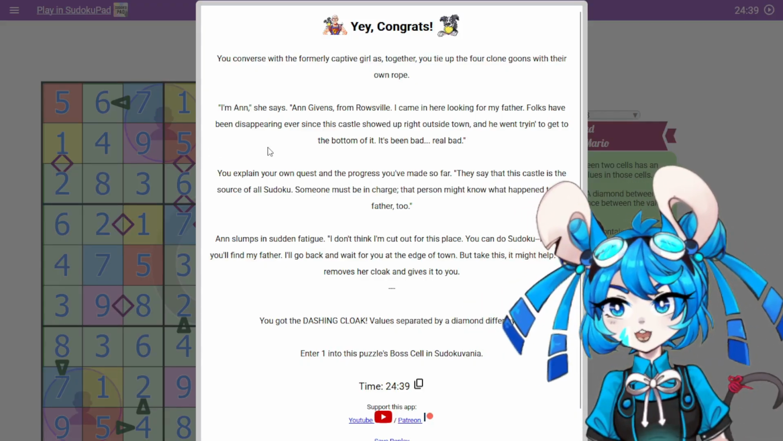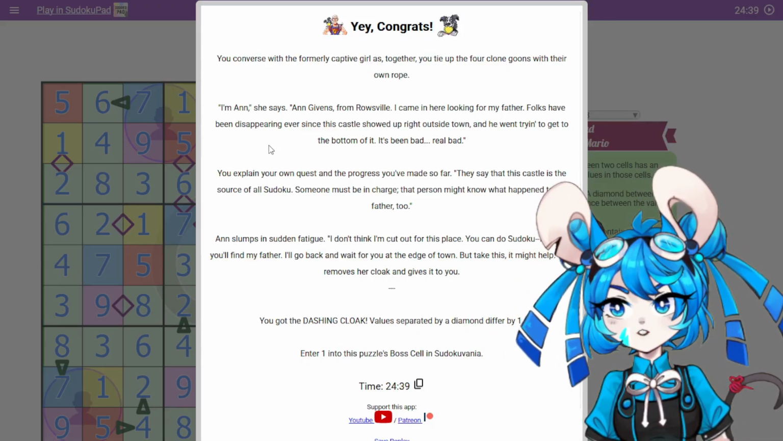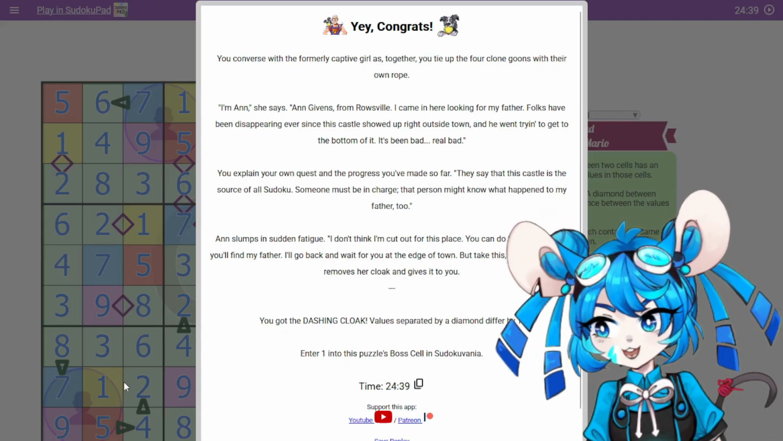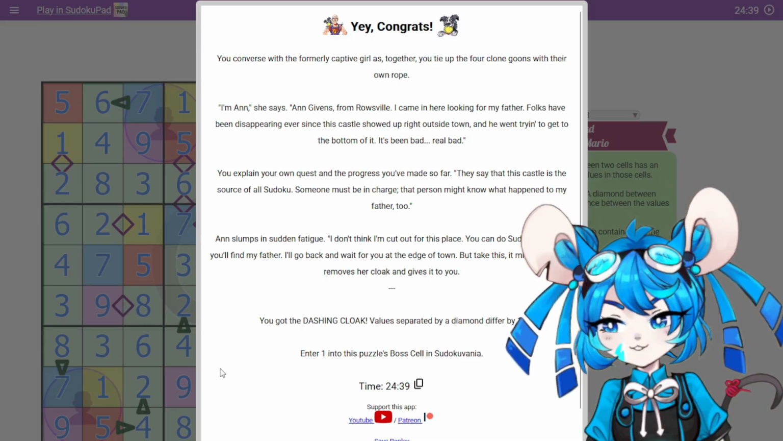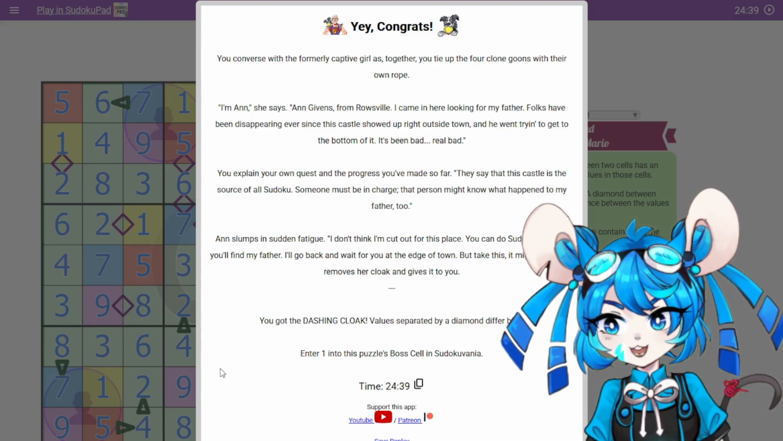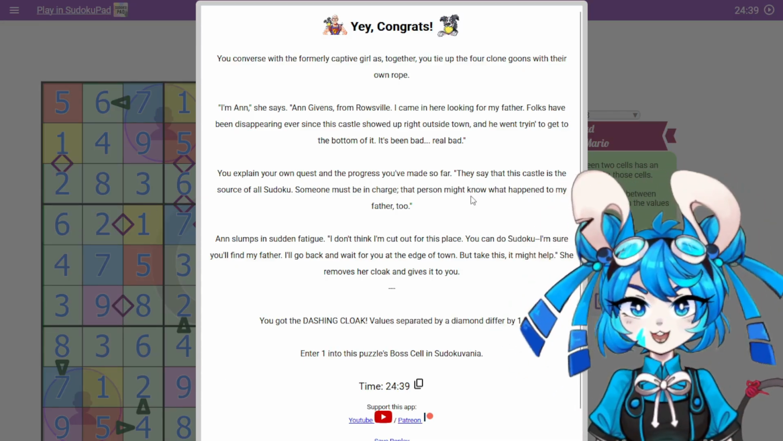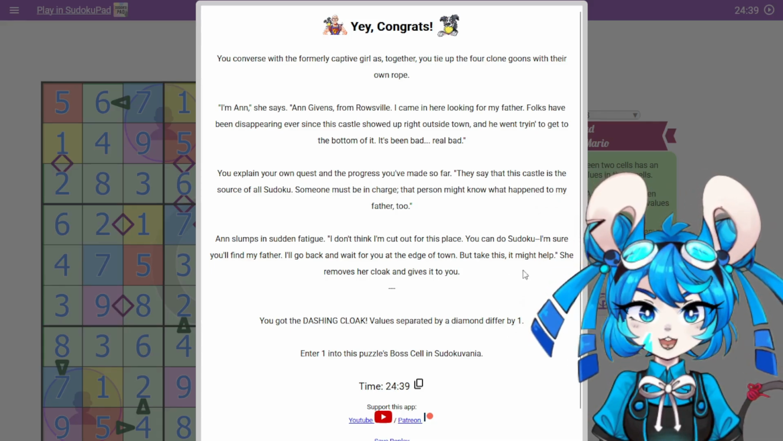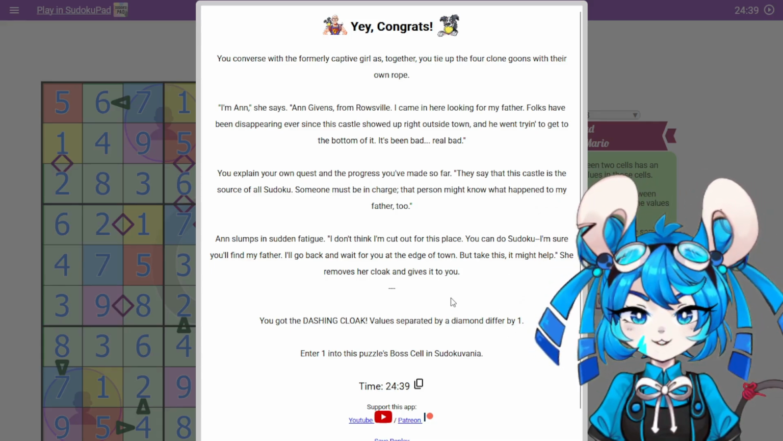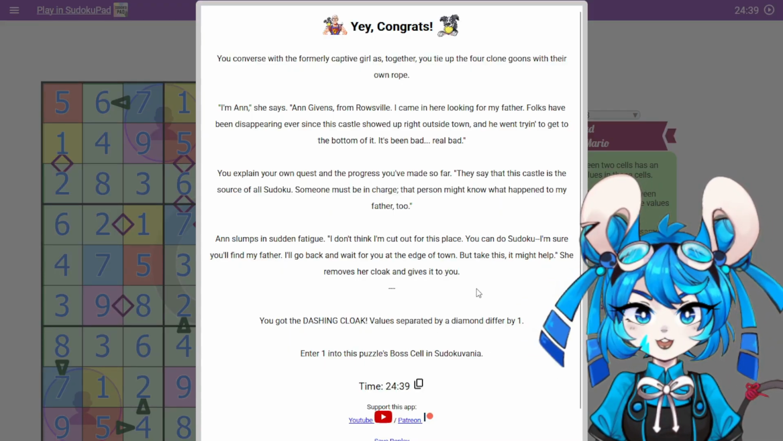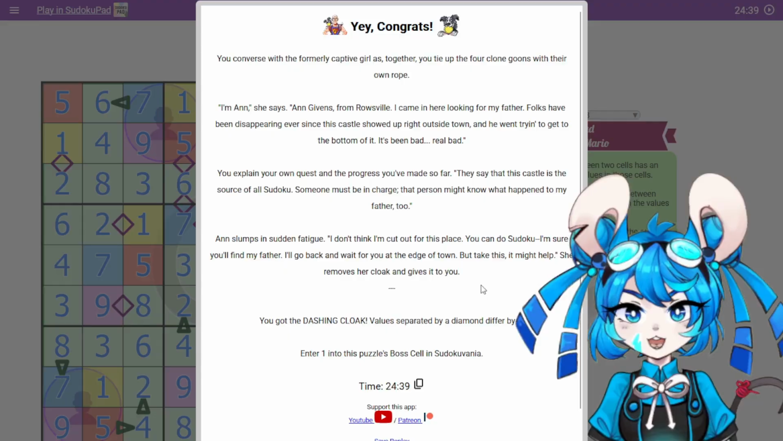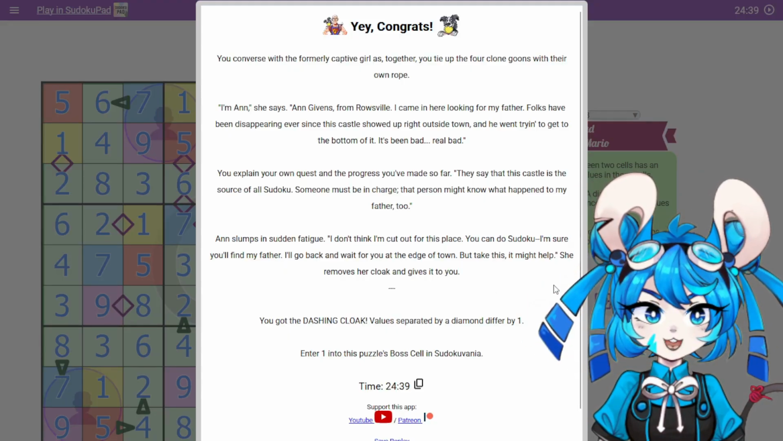You explain your own quest and the progress you've made so far. And they say that this castle is the source of all Sudoku. Someone must be in charge. That person might know what happened to my father, too. Anne slumps in sudden fatigue. I don't think I'm cut out for this place. You can do Sudoku. I'm sure you'll find my father. I'll go back and wait for you at the edge of town. But take this, it might help. She removes her cloak and gives it to you.